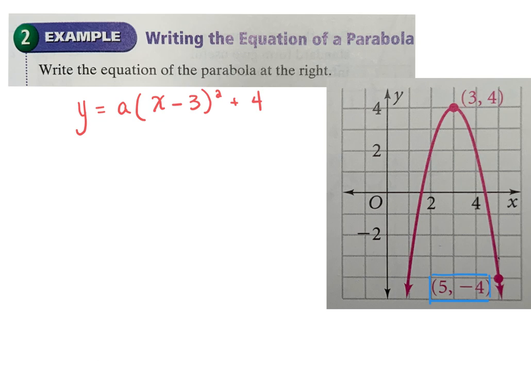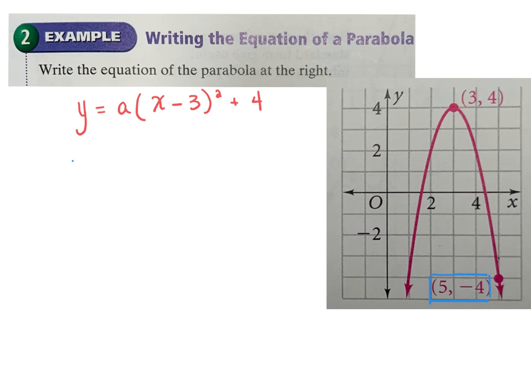You want to pick a point where it definitely crosses on an XY. I wouldn't estimate and say, oh, well, this is about 1 3/4. Don't pick that. Pick one that crosses directly on it. So they have chosen 5, 4. So we're going to put the 5, 4.